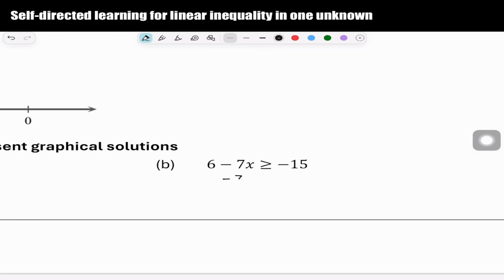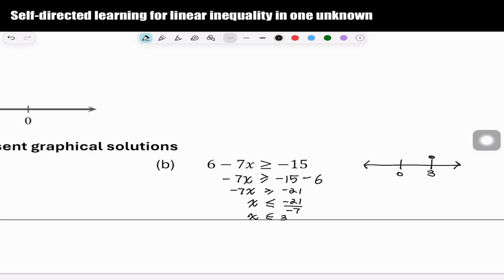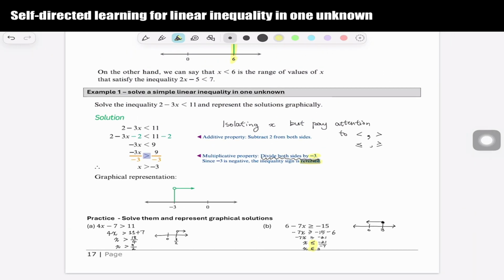This one, we have -7x greater than or equals to -21. Then we divide both sides by -7, so the sign changes, and x is going to be less than or equals to 3. So we have 0 and 3 here, and this is solid and pointing to the left-hand side. You should pay attention to this.